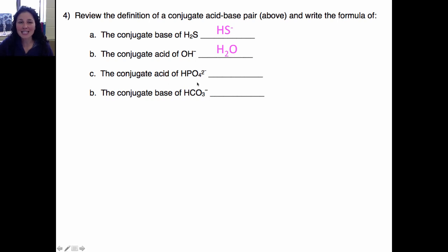Okay, the conjugate acid of HPO4 2- must mean that we're adding a hydrogen because this is the base and I'm drawing the acid. So I'm going to add a hydrogen ion, which means that I'll add one extra hydrogen, and the positive charge from that proton is going to cancel out one of the minus charges here. So I go from a 2- to a 1- charge. The conjugate base of HCO3- has one less hydrogen ion and one more negative charge than its conjugate acid.